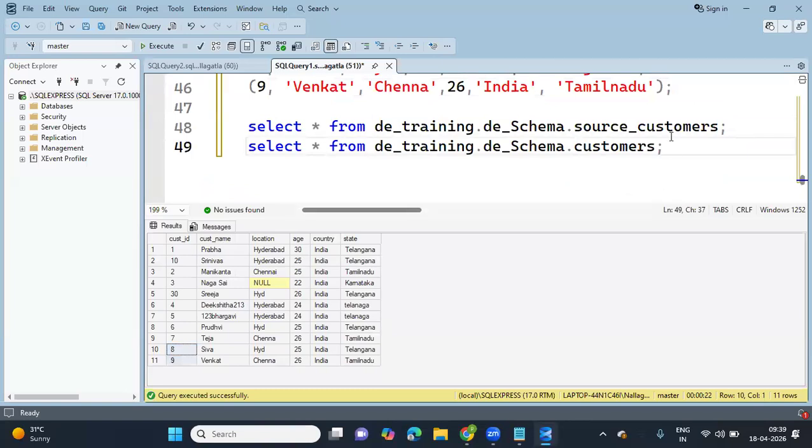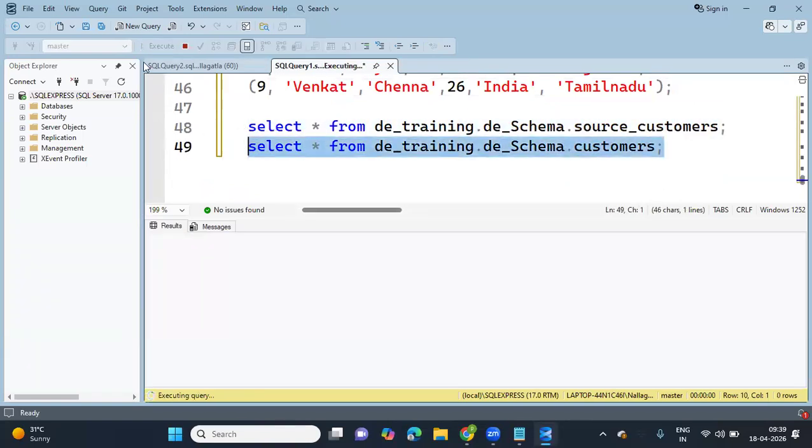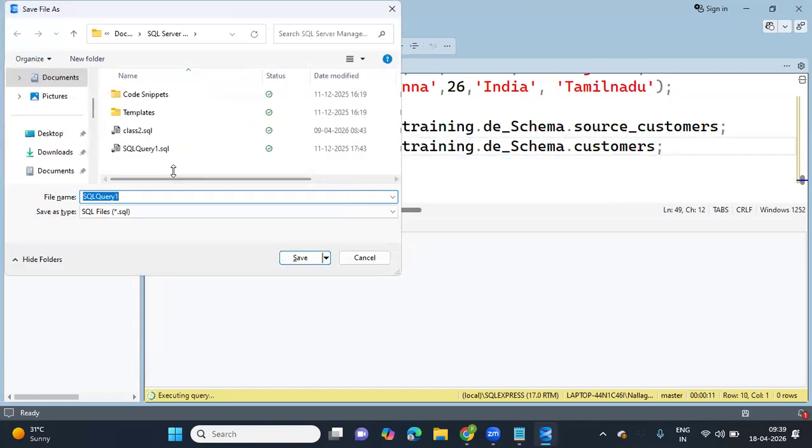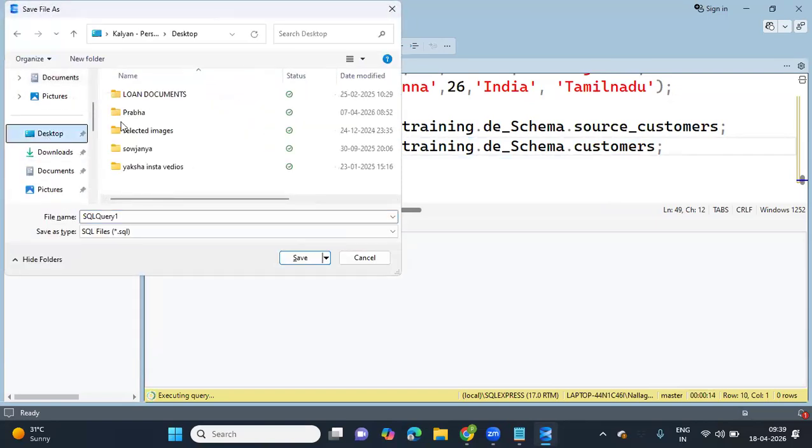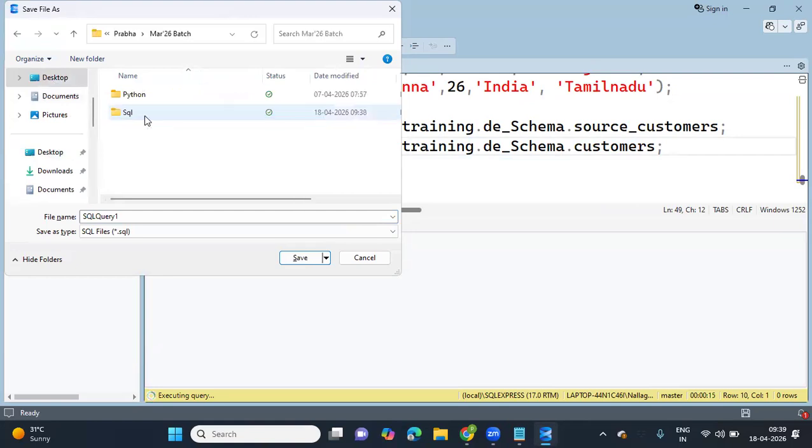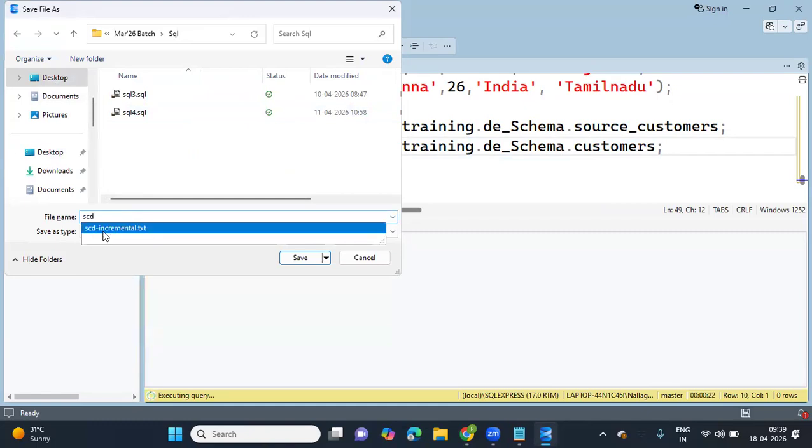Assume that this customer ID is the primary key. Primary key means no duplicates, no nulls. I don't know, for some reason this is very slow. Maybe I have to restart. Let's save this first. It's an overload to the system and it's an overload to me as well.